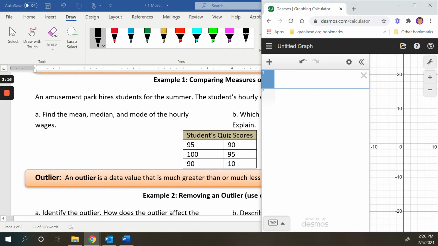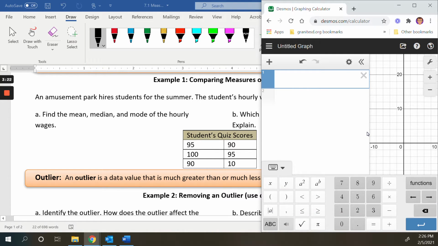I've opened up over here Desmos. So in Desmos, I'm just going to pick some letter. Let's say A. Say it's equal to, then I'm going to use the square bracket. And now I'm just going to type in my list. So we've got the student quiz scores: 95, 100, 90, 90, 95, 10. And then end that square bracket. And I've got my A is a list with 6 elements in it.